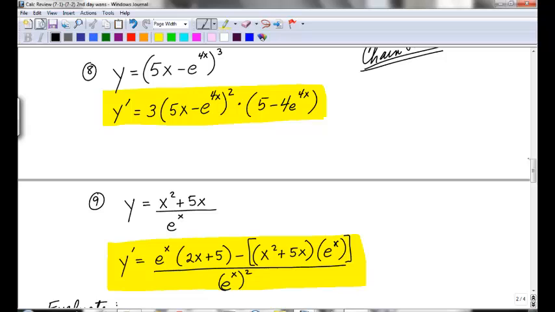Okay, check your answer. So you start with the denominator, e to the x, times the derivative of the numerator, so that'd be 2x plus 5, minus, leave the numerator the same, times the derivative of the denominator. Remember, the derivative of e to the x is e to the x. And then it's all over that denominator squared. Okay? And notice that minus sign applies to everything, so you want a grouping symbol around that.